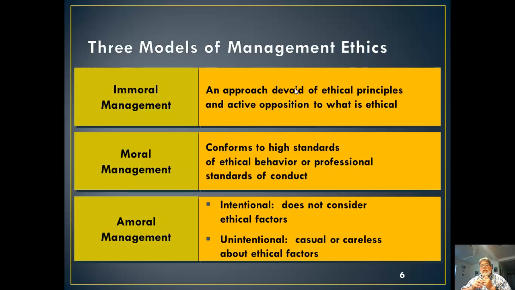Now, there may be another reason for it, and it may be amoral, and there are two kinds of amorality. One is that it's intentional, where you don't consider ethical factors, you just do what you're going to do. When a dog goes after an animal to kill it, or a lion does that, they don't have morality and immorality holding them back. They're just going after it, and they're not considering anything about the ethics. And it could be unintentional, casual or careless about ethical factors, where maybe today I'm not really paying attention to it, it's no big deal. So we have intentional and unintentional sources of amorality in management.